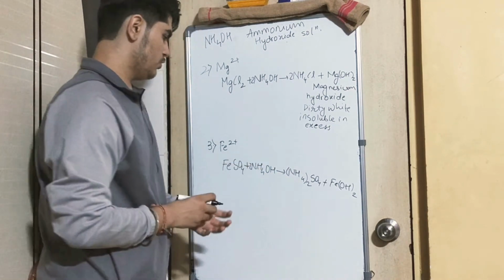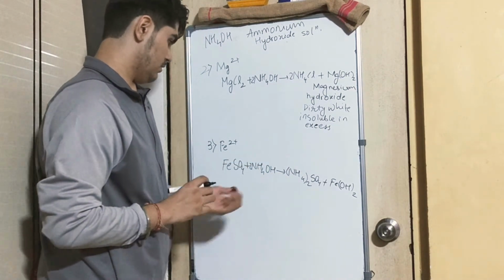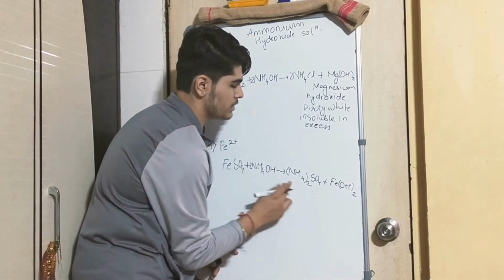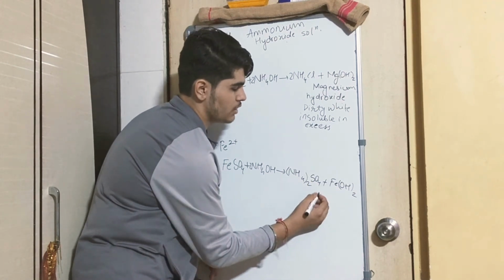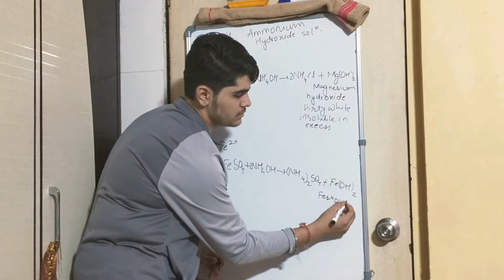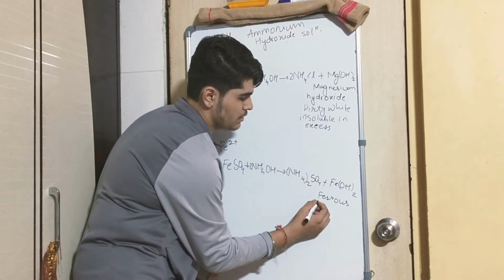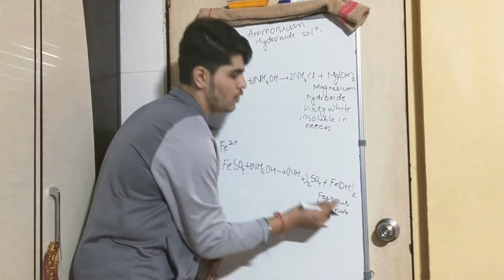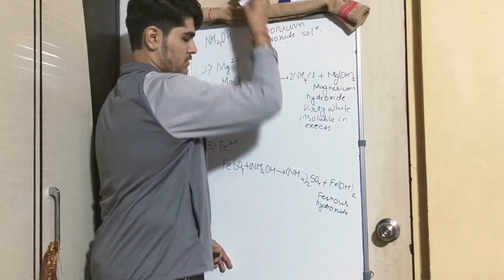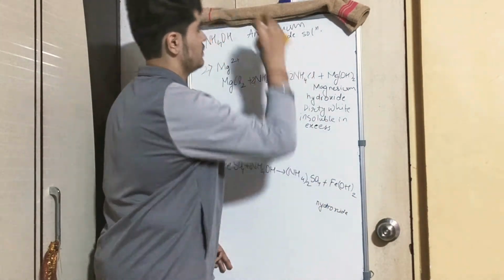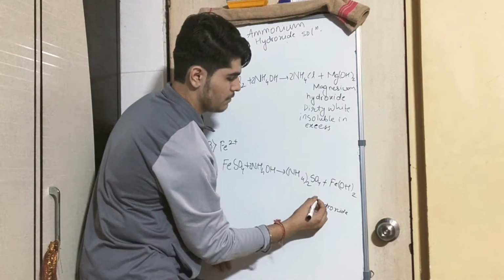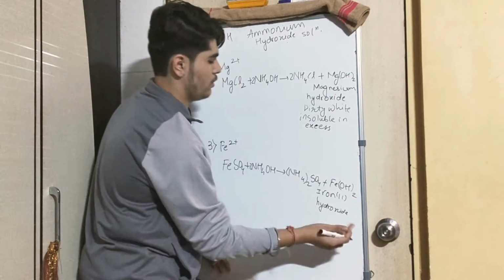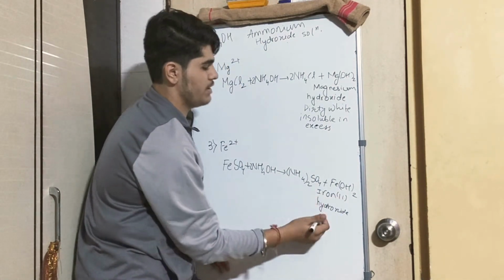Let's balance it. 2, and everything's balanced, only 2 here. So this product is named as ammonium sulfate. This product is ferrous hydroxide, or you can even say iron(II) hydroxide, because it is Fe2+ iron, so your valence becomes 2.